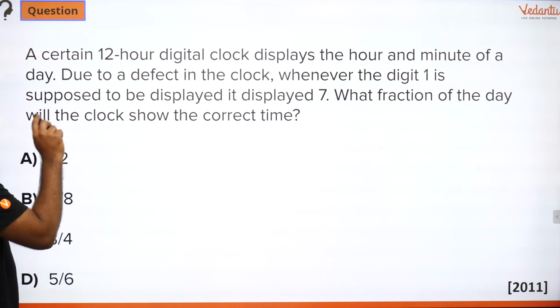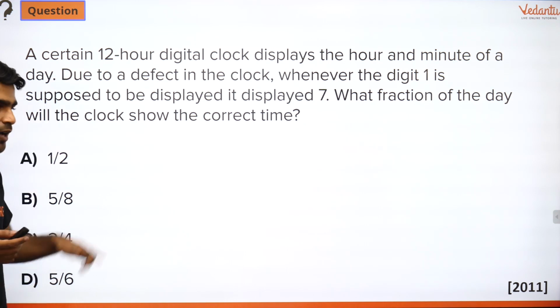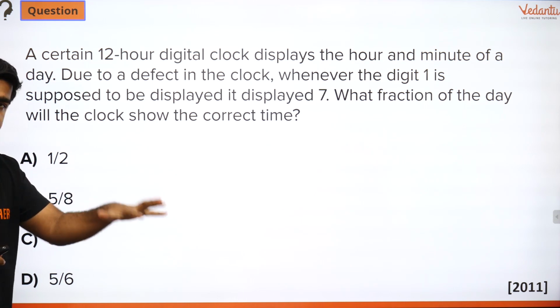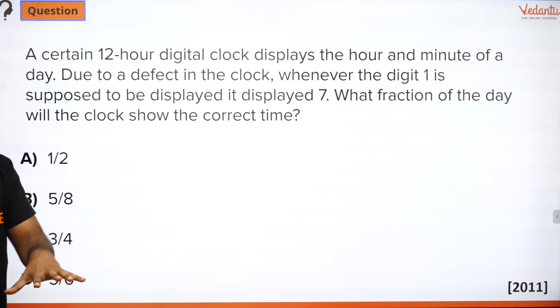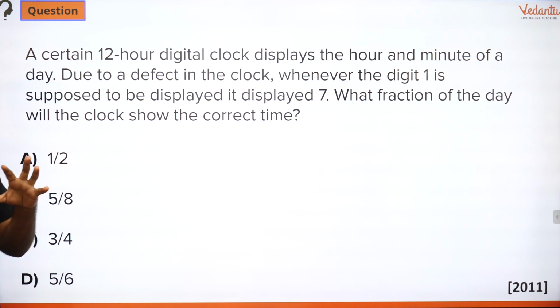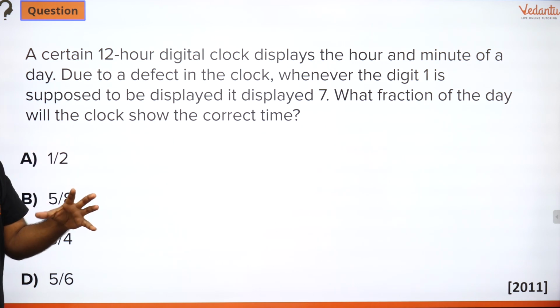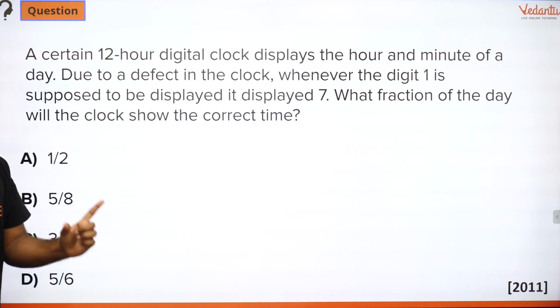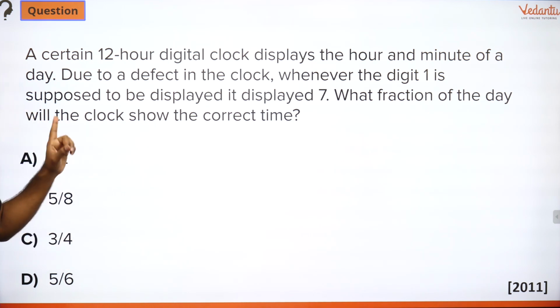Okay. So guys, a certain 12-hour digital clock. So first understand what is a 12-hour digital clock. 12-hour digital clock means you have 12, 1, 2, 3, 4, 5, 6, 7, 8, 9, 10, 11, again 12. Okay. So you don't have it going like 24 hours. You don't have 13, 14, 15, 16. No, that is 24 hours clock. Getting it? So here you have 12-hour clock. That's the first thing you need to understand, which displays the hour and minute alone.